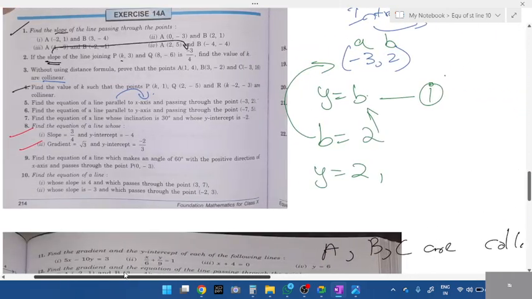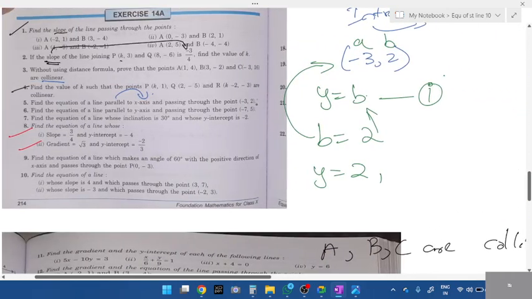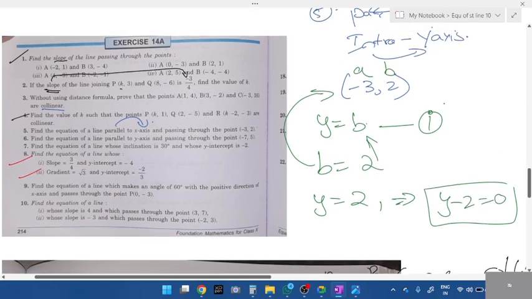Whenever you get questions like this, when only one point is given and the word parallel is given, take y. Y is equals to 2. Therefore, bring this 2 to the other side. Y minus 2 is equals to 0. This is the answer. Is it correct? Can you check the fifth one? Is it right?